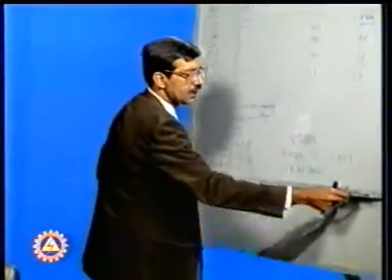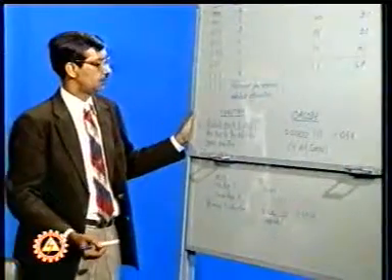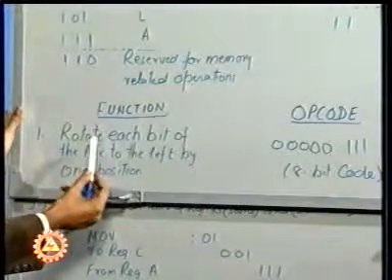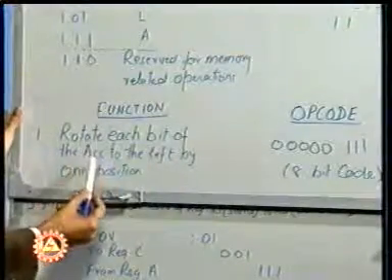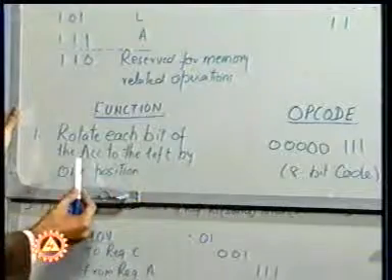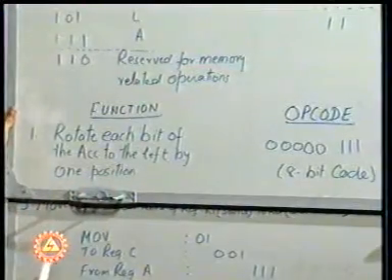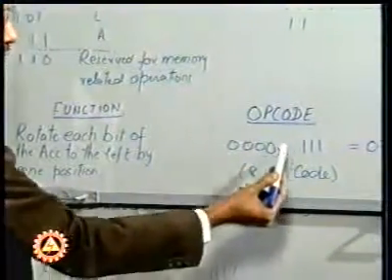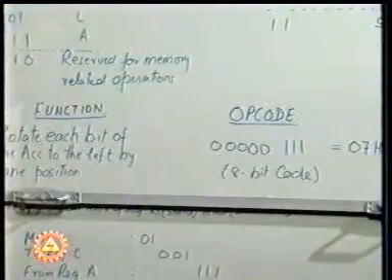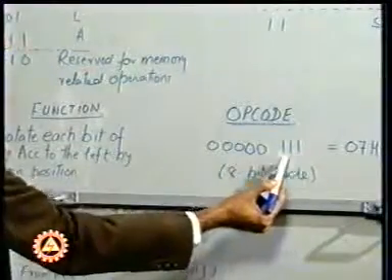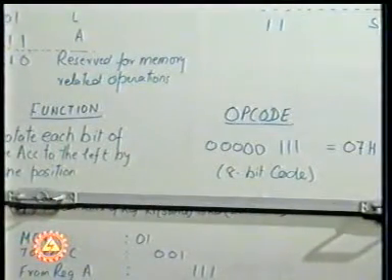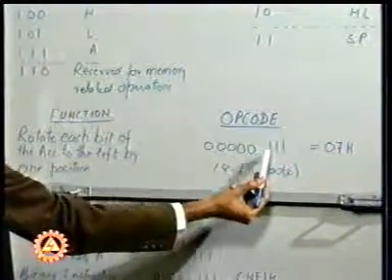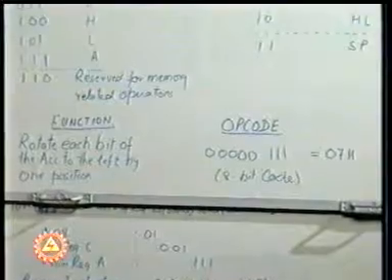Let us take a 1 byte opcode first. Let us say the function we are looking forward to is to rotate each bit of the accumulator to the left by 1 position. The opcode for this is 00000111. Since we have to refer to the accumulator, we have to have the code for the accumulator, which is 111, as was defined earlier.